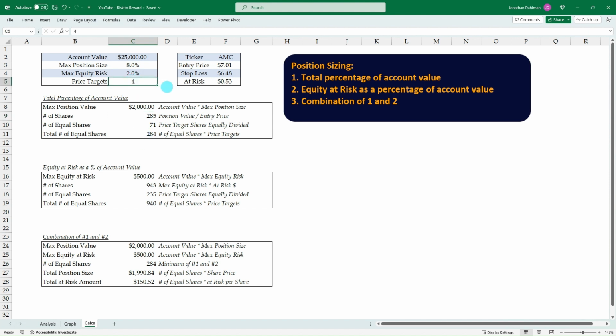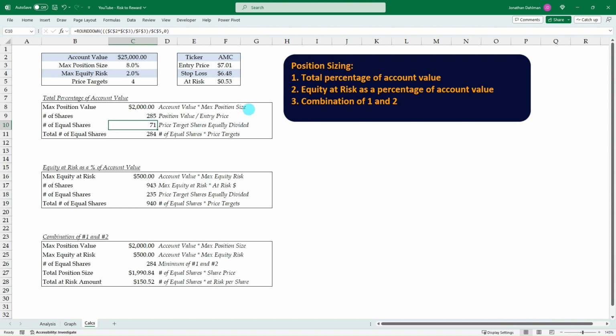But we're trying to get number of price targets here of 4. So 285 divided by our price targets, you can see comes out to fractional shares. So we don't want that. So we've got to take that one step further and factor in our number of price targets to make sure that each of our price targets is equally weighted.